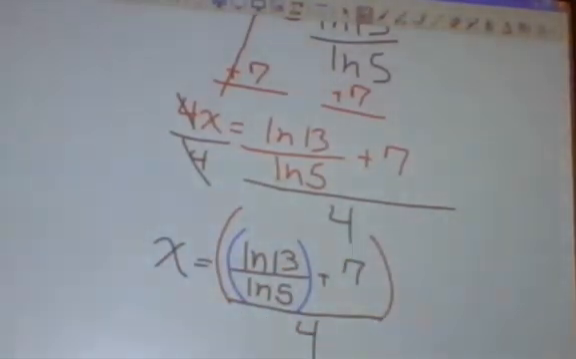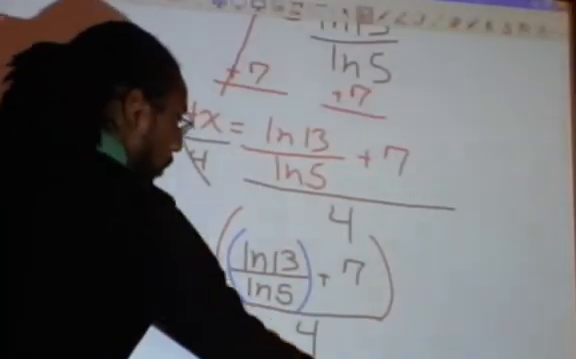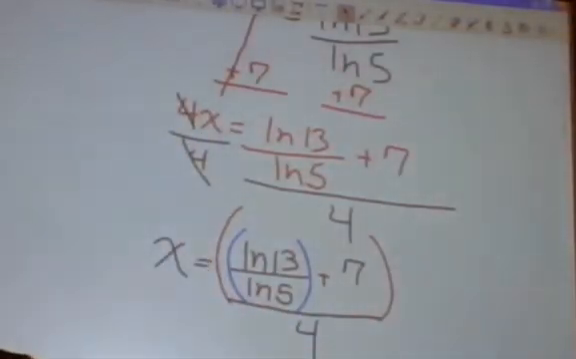You can do that, then do the 7, then divide by 4. It won't work like that. You can, but I'm not sure how that will come out, if it will come out the same. You can try.